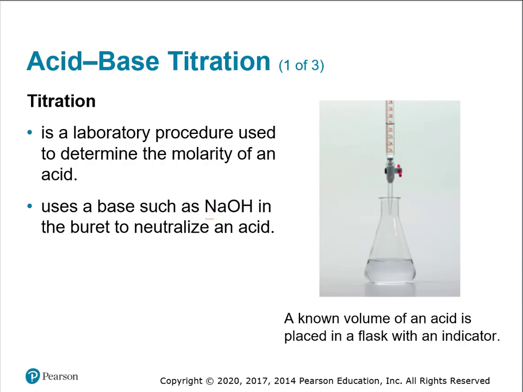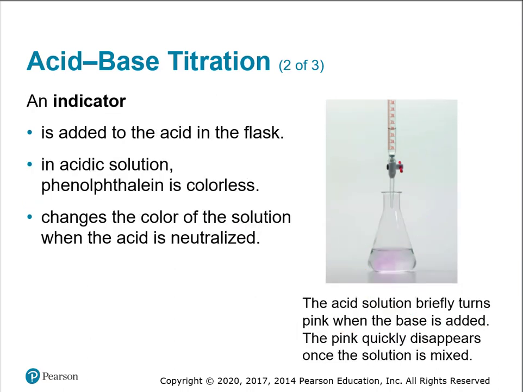It uses a base such as sodium hydroxide in the burette to neutralize that acid. There is a known volume of an acid that's placed in a flask along with an indicator. That is super important. We have to know the amount or volume of the acid that is in that flask. The indicator that is put into that acid is usually phenolphthalein, and it's colorless, and it changes the color of the solution when the acid is neutralized.